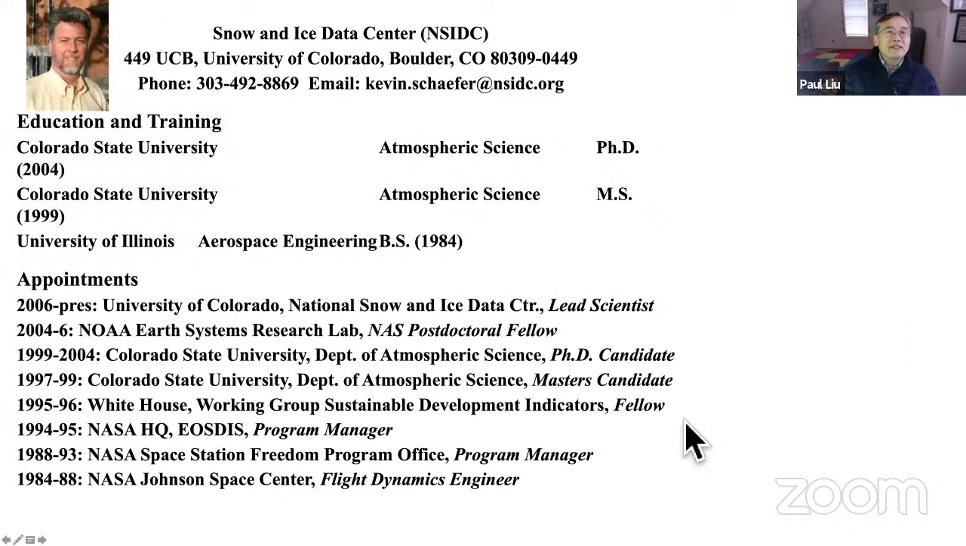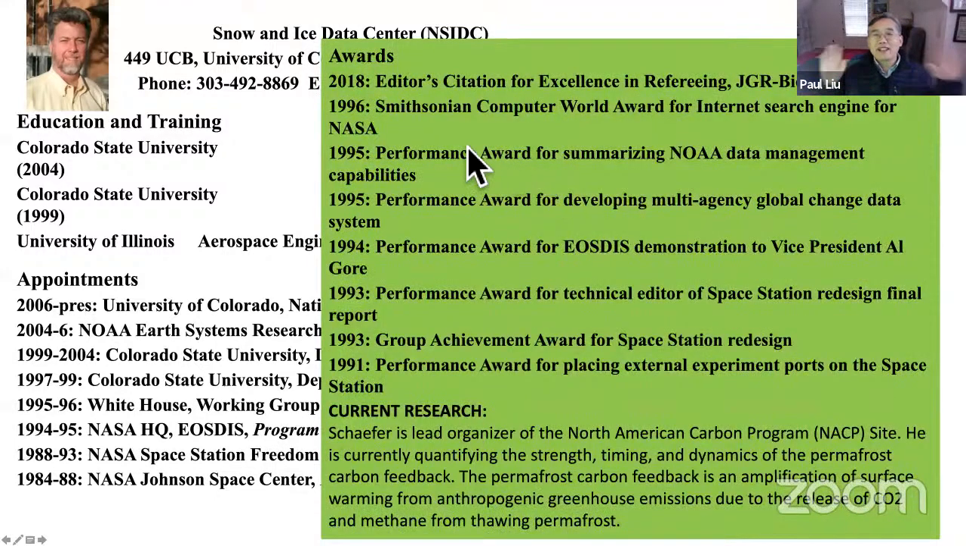Kevin is currently a professor at the Snow and Ice Data Center at the University of Colorado Boulder. As you can see, Kevin has worked at NOAA, the University of Colorado, and the National Snow and Ice Data Center. Earlier in his career, he also served as a NASA program manager and even worked with a group for the White House. So it's very, very rich. He received many great awards, like an editor's citation for excellence in reference and the Smithsonian Computer World Award. I don't want to read all of them.